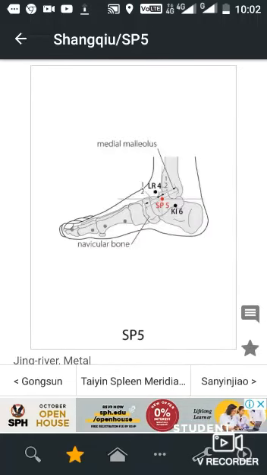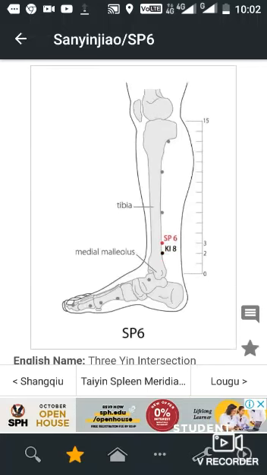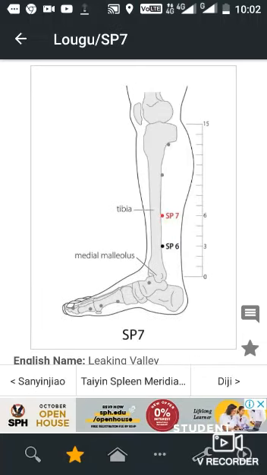Next, spleen 5. In the depression distal and inferior to the medial malleolus. Next, spleen 6. 3 cun directly above the tip of the medial malleolus on the posterior border of the tibia. Next, spleen 7. On the medial aspect of the lower leg, 3 cun above Sanyinjiao.